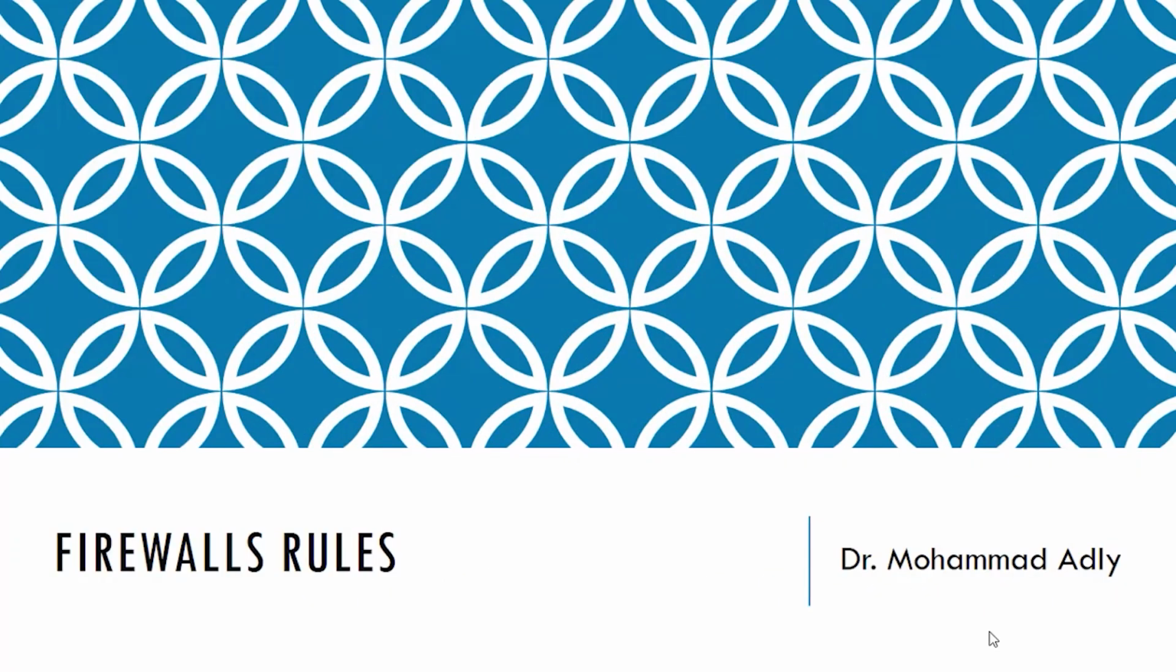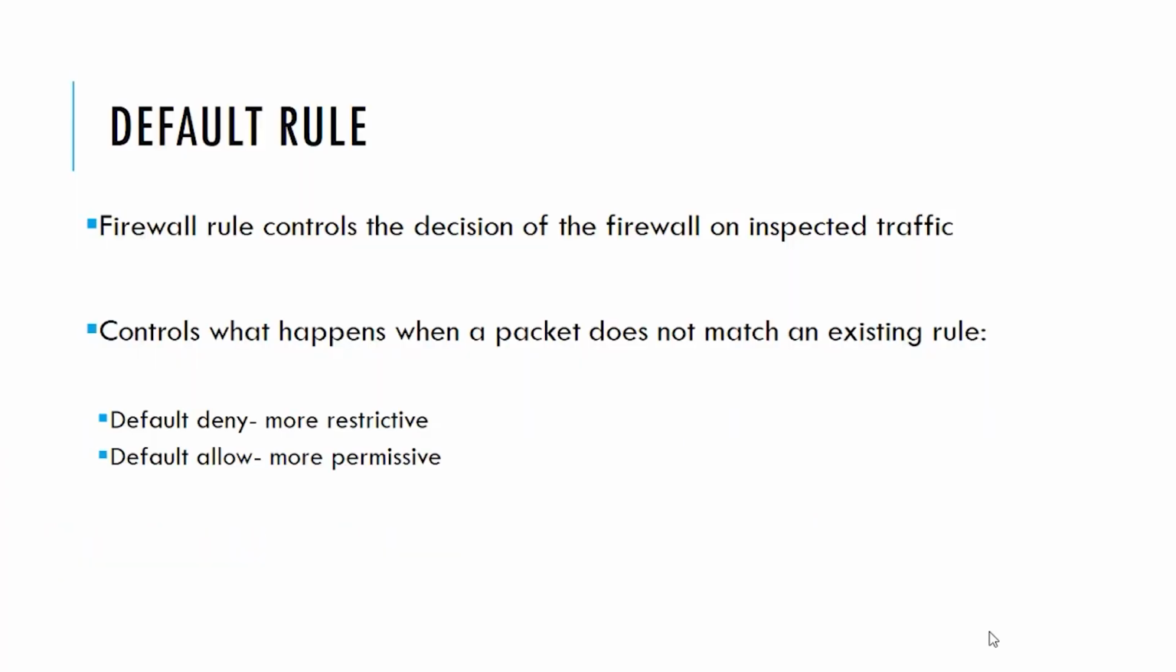Hello, and let's talk here about the rules of the firewalls and how they are working. What do we mean by a rule in the firewall? The rule is the line that specifies for the firewall what to do with the packet. What is the decision that the firewall should take for an inspected packet or inspected series of packets in the traffic?